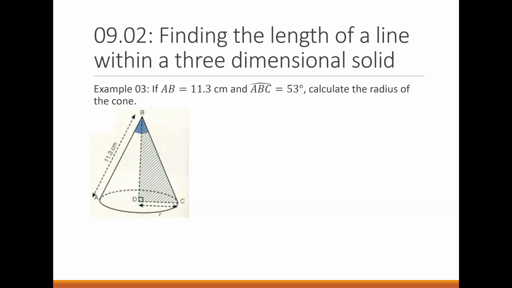Why? Because it looks like it. We should be able to do better than that. It's not just because it's a height. The height will not automatically bisect an angle. What kind of triangle is ABC? Isosceles. Excellent.